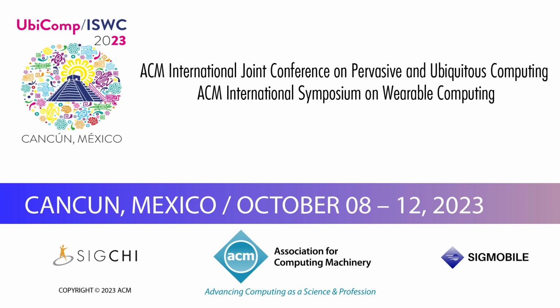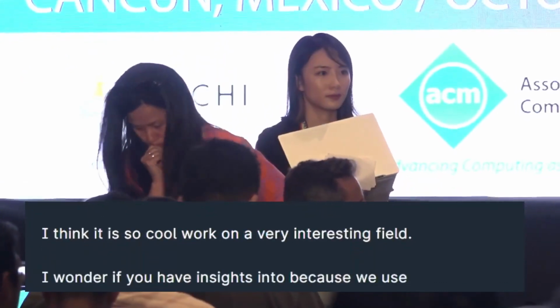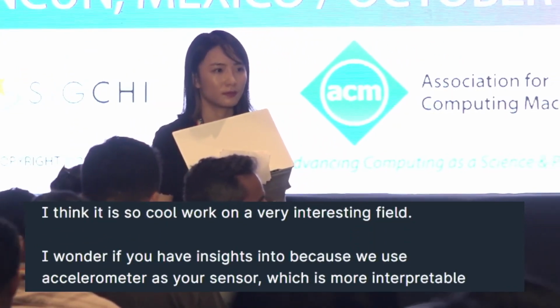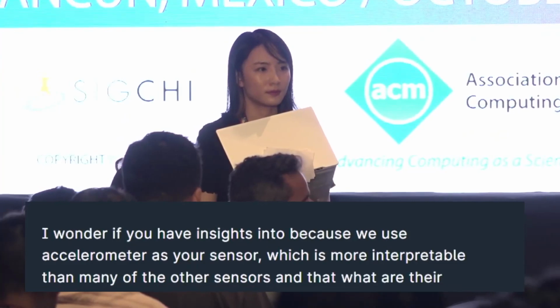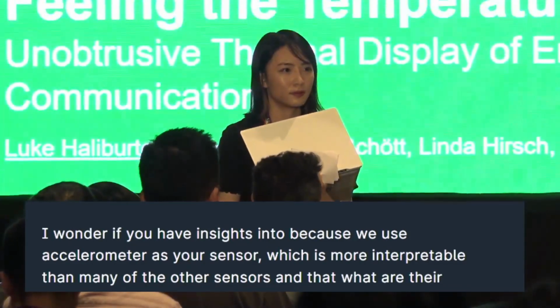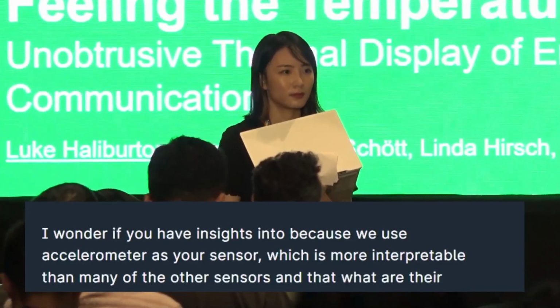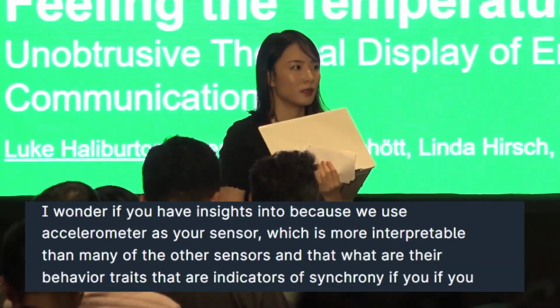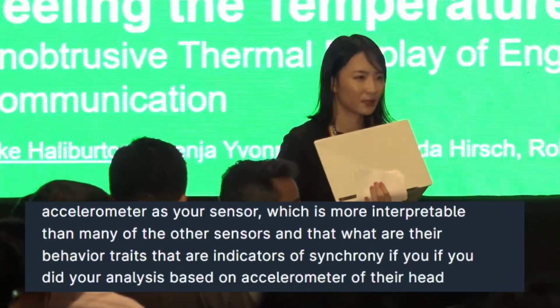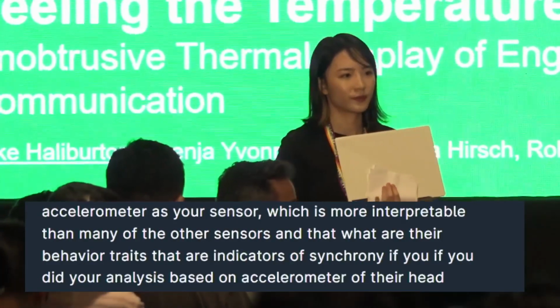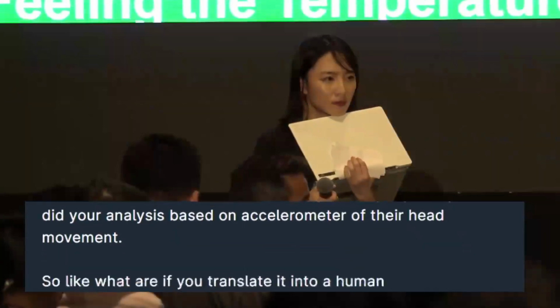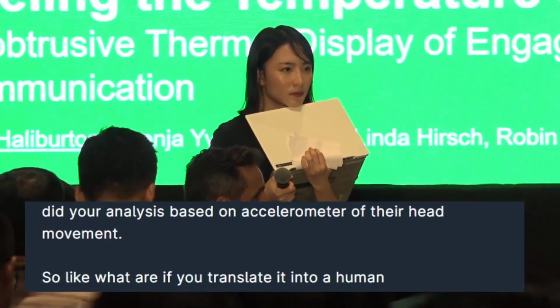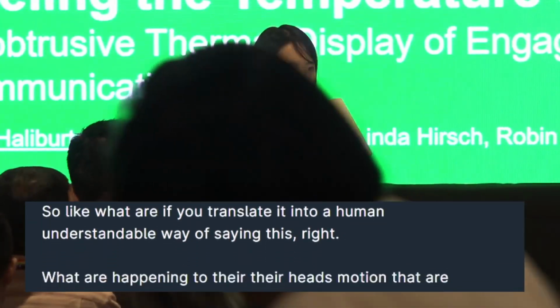Thank you so much. I think it is a cool work on a very interesting field. I wonder if you have insights into, because you use accelerometers as your sensor, which is more interpretable than many of the other sensors, what are the behavior traits that are indicators of synchrony if you did your analysis based on the accelerometer of their head movement? So if you translate it into a human understandable way of saying this, what is happening to their head motion that are indicators of synchrony? What's the behavioral?